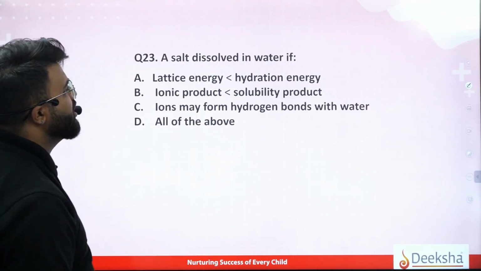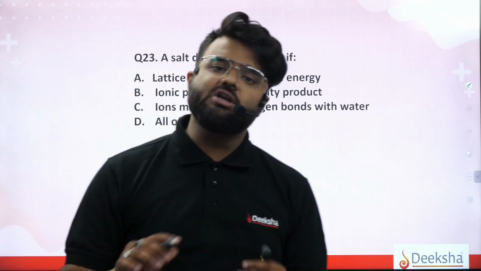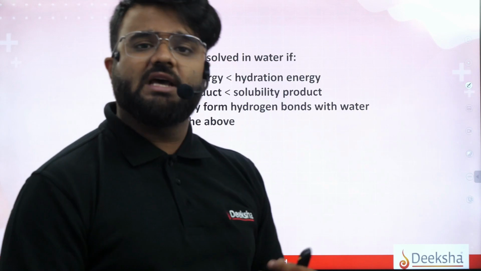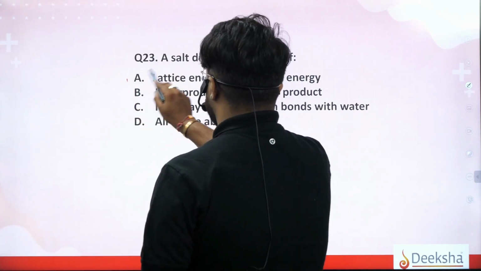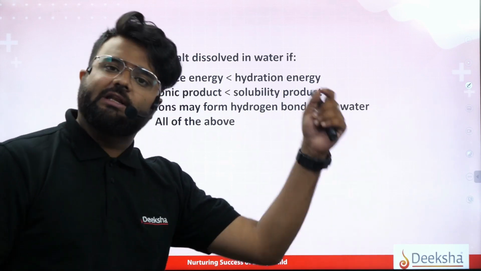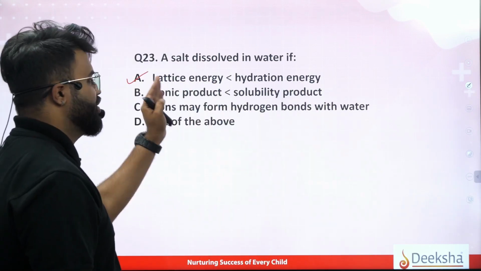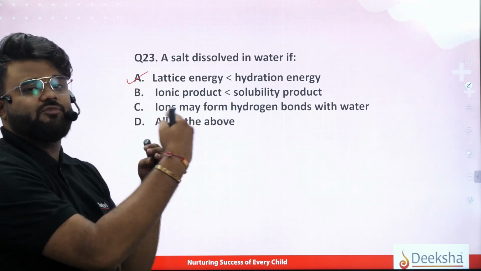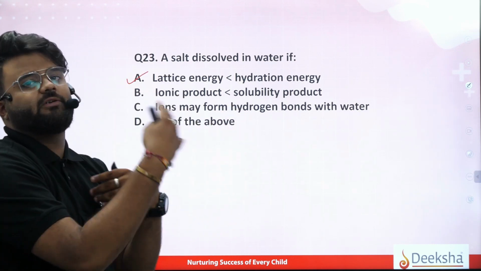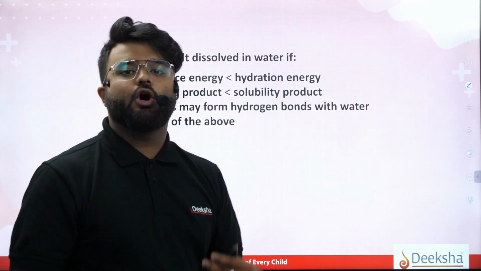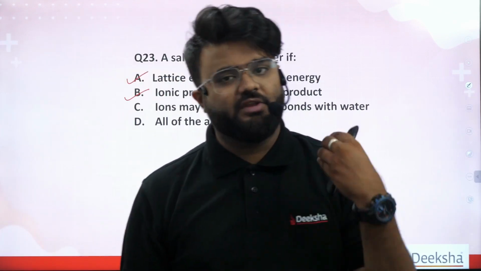Question 23: a salt dissolved in water, the lattice energy is less than the hydration energy. Yes, we need the ionic product to be less than the solubility product. Obviously, the ionic product should be lower, and the solubility higher. So then only it will dissolve in the water, right? Ions may form hydrogen bonds with the water.